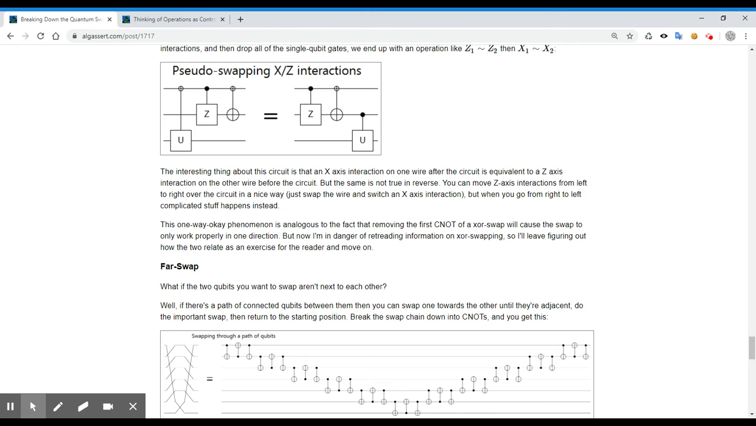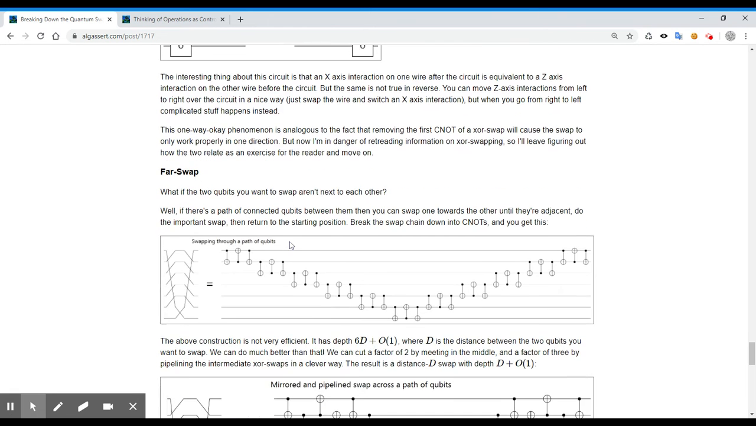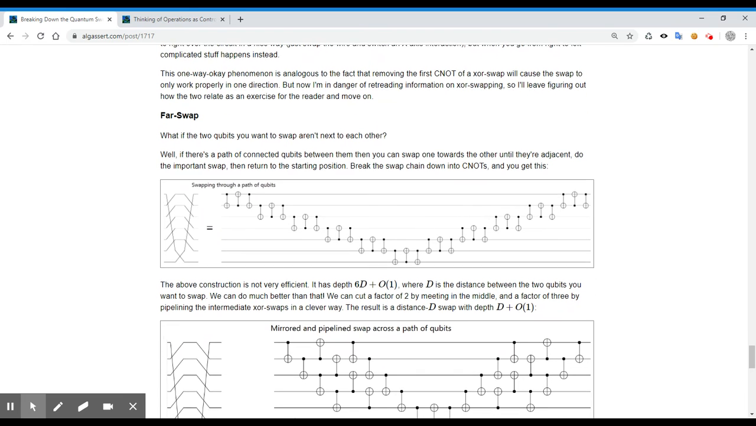This one-way phenomenon is analogous to the fact that removing the first C node of an XOR swap will cause the swap to only work properly in one direction. But now I'm in danger of rehashing information on XOR swapping, so I'll leave figuring out how the two relate as an exercise for the reader and move on.